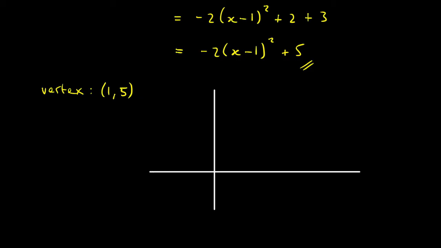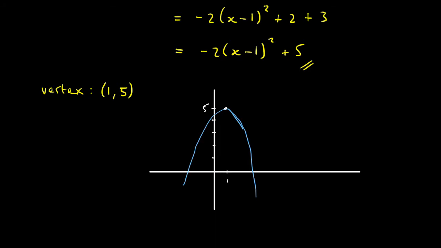We are going to have a vertex at x is equal to 1 and y is equal to 5. So 1, 2, 3, 4, 5, like that. Right, so there's our vertex. And it's going to be a negative quadratic, so it's going to be going downwards like that. Sorry about that. Negative quadratic.